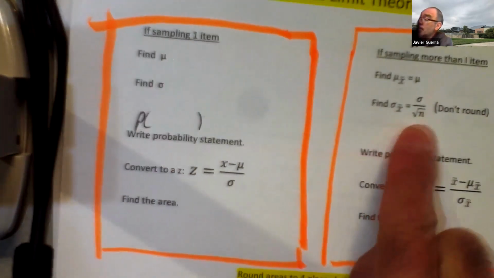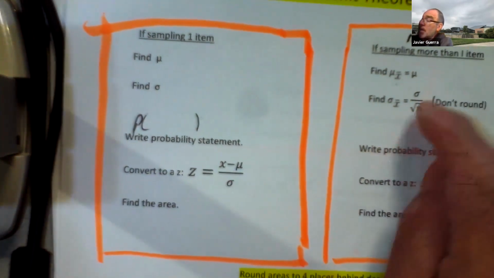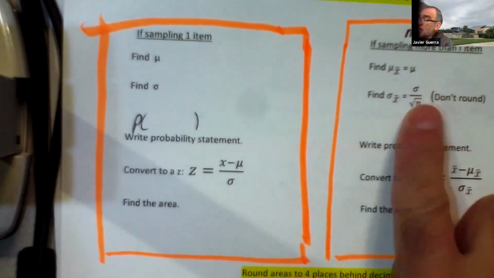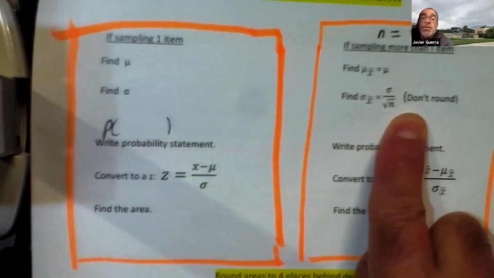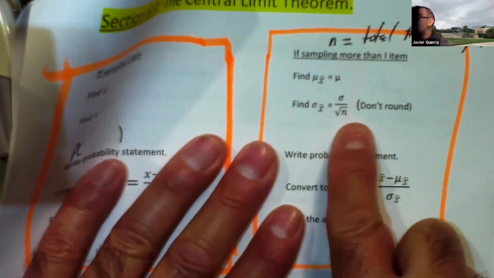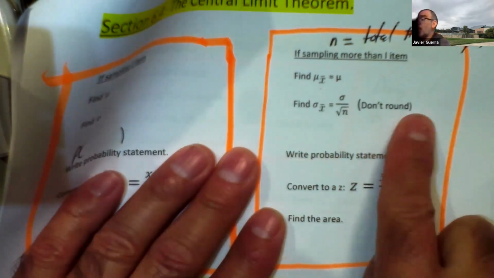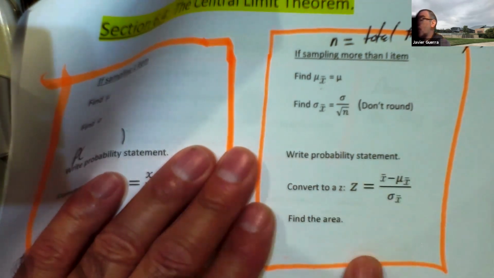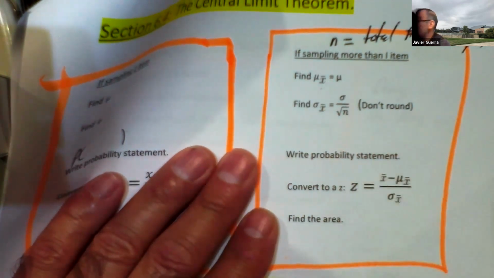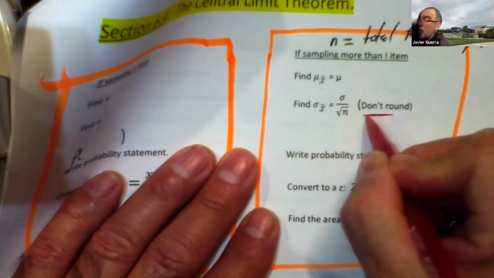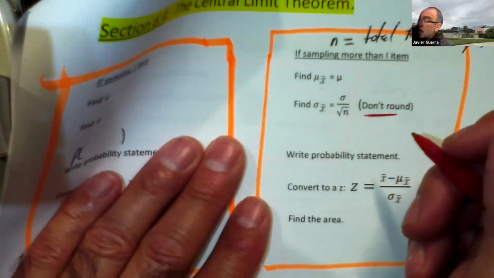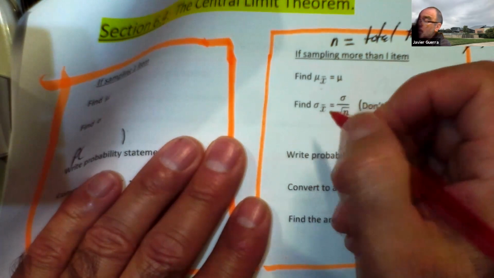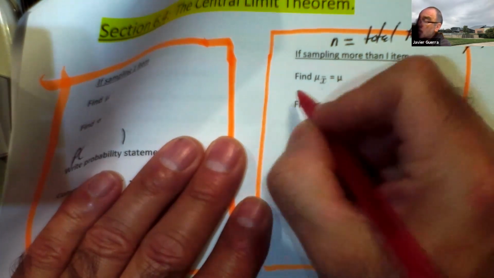So you will have to compute that. You'll have to divide whatever the standard deviation is by the square root of n. And we don't want you to round. Do not round that number at all. Leave all the digits behind it. If you cut it off anywhere, your answer is going to come out way off. So don't round your means of the standard deviations. That's what that is.